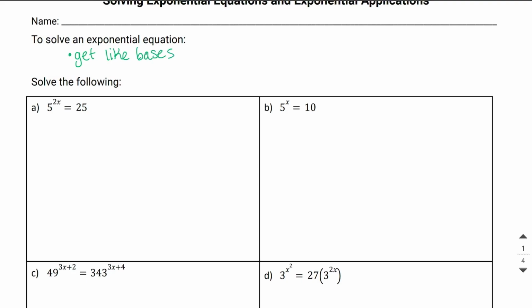And we're going to use our rules to get the bases to be alike. Once we get like bases, then we can set exponents equal to each other. So let's do a few examples. This is review from last year, but let's do a few examples.